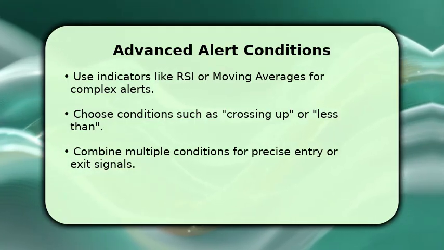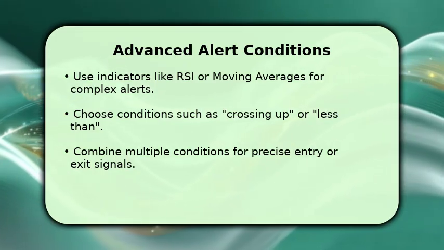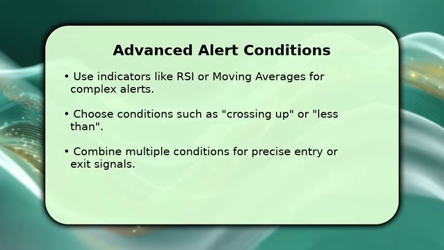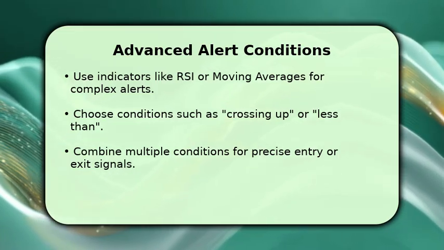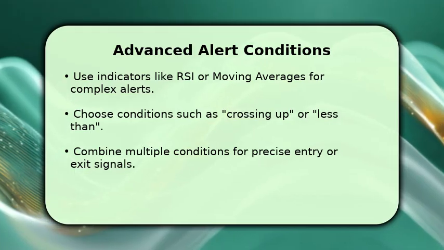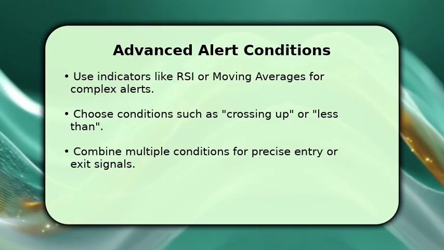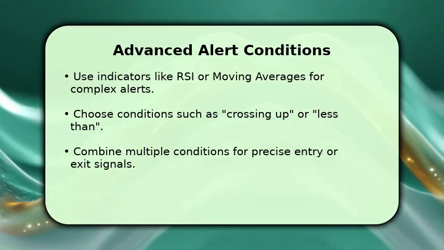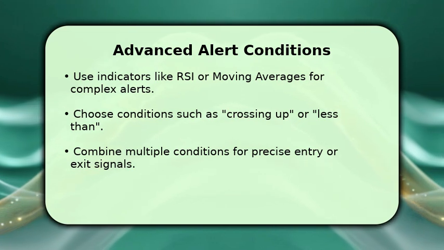Beyond simple price levels, TradingView allows you to set up advanced alerts using various indicators. For instance, you can configure an alert to trigger when the Relative Strength Index, or RSI, crosses above 70, or when a fast-moving average crosses below a slow-moving average. The alert window provides a wide range of conditions like crossing up, greater than, or entering channel. These sophisticated options enable you to automate monitoring for complex trading strategies.